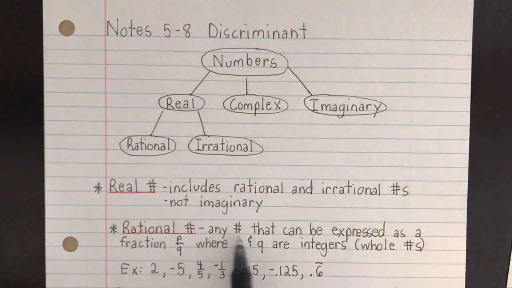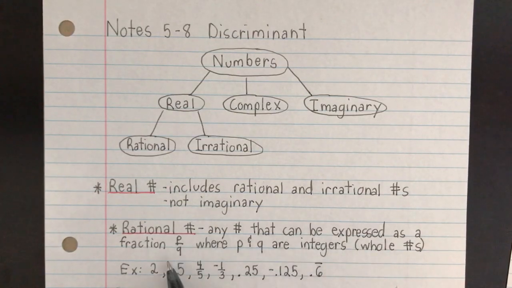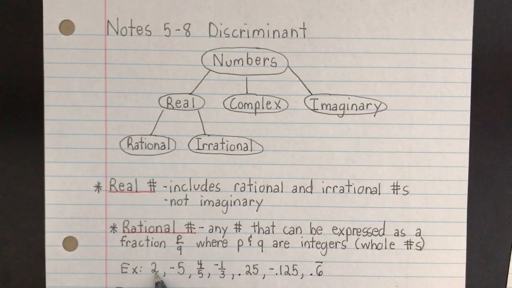A rational number is any number that can be expressed as a fraction p over q, where p and q are integers, meaning whole numbers. So for example, a rational number would be 2, -5, 4/5, because each of those are whole numbers, -1/3, those are whole numbers. 0.25 is actually a rational number because it can be rewritten as 1/4, and so 1 over 4, those are whole numbers. And -1.25 also, because that's -5/4, so that can be written as whole number over whole number.